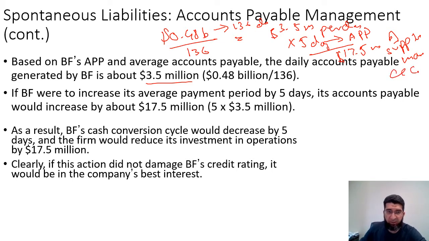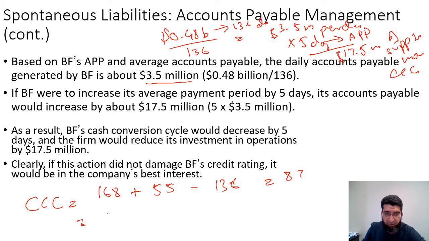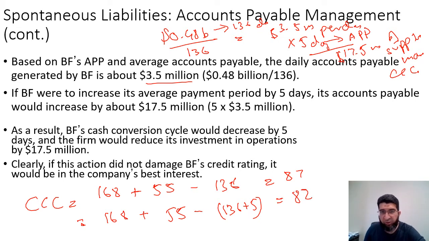We can see this in another way also. The cash conversion cycle was 168 plus 55 minus 136 days, resulting in 87 days. Now if we have the same conversion cycle, but we increase the accounts payable period by 5 days, then we will have 82 days. So if we can stretch the payment period by 5 days using suppliers' money, we can reduce our cash conversion cycle to 82 days, which means less of our money is invested in the cash conversion cycle.